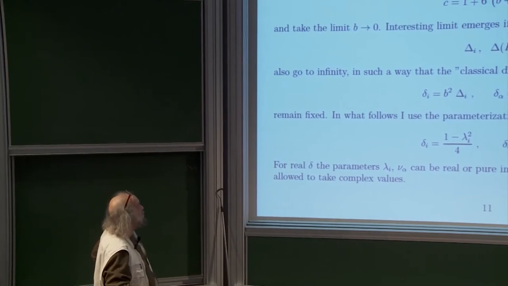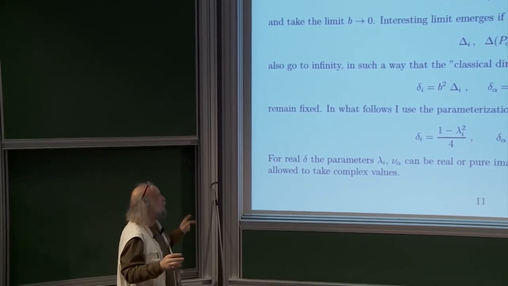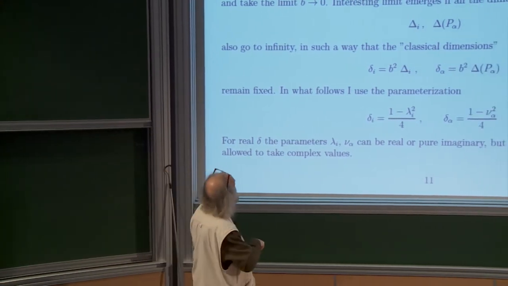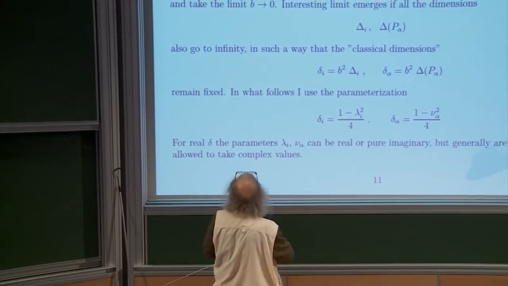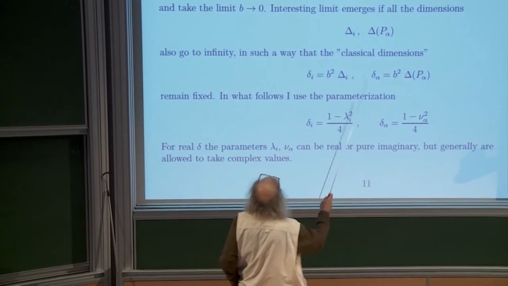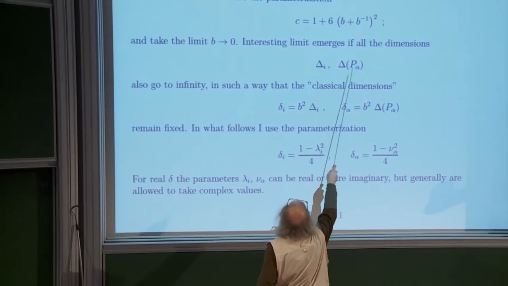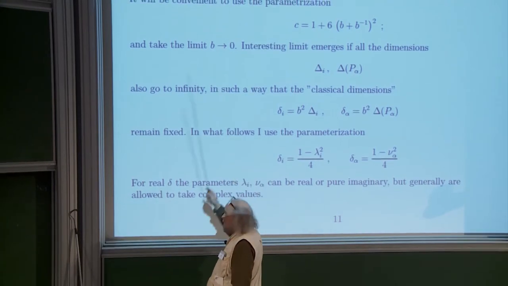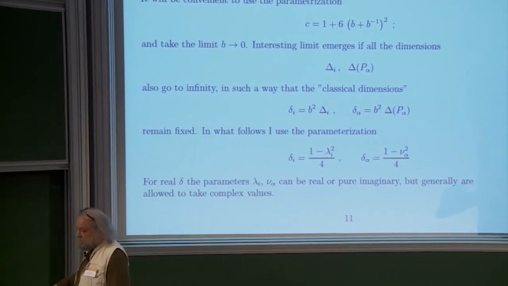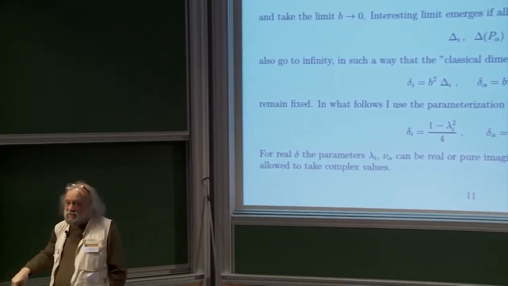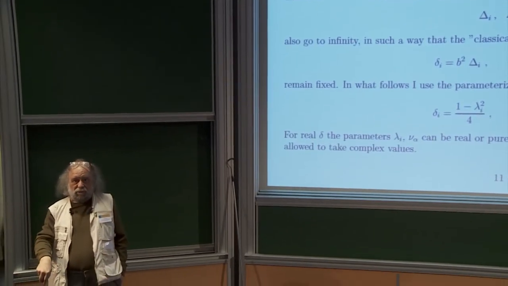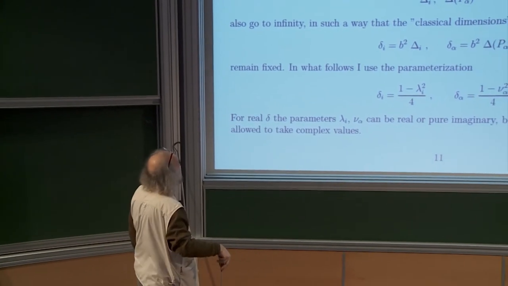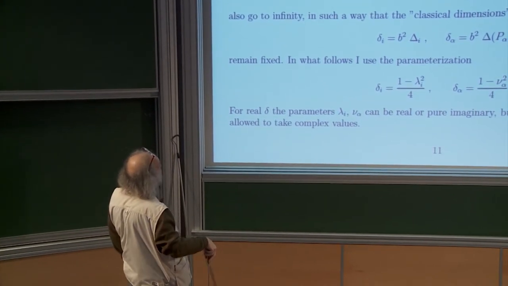This is not essential, but I will use it because I like it. That's the most important reason. So I parameterize the central charge in terms of this b, and the classical limit will be the limit of b going to zero. b is like a Planck's constant. Actually, b squared will be the analog of the Planck's constant.